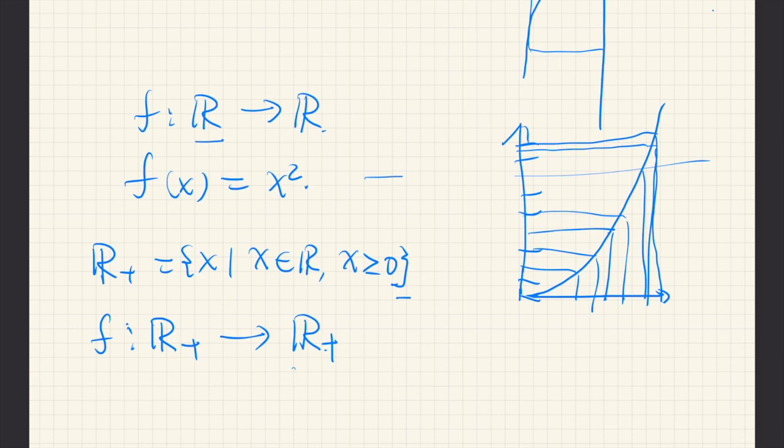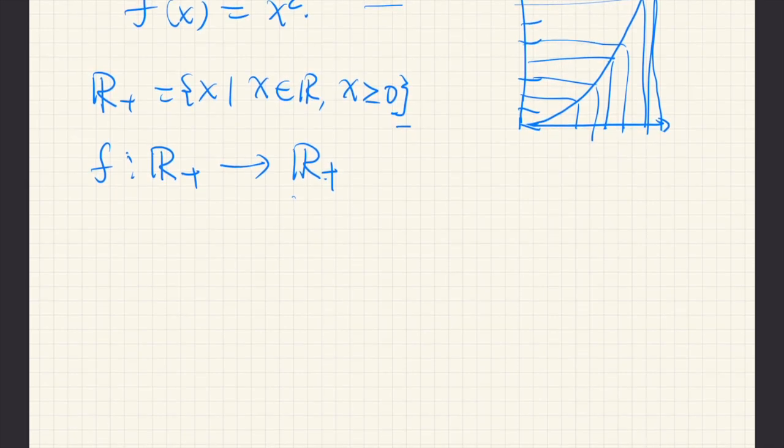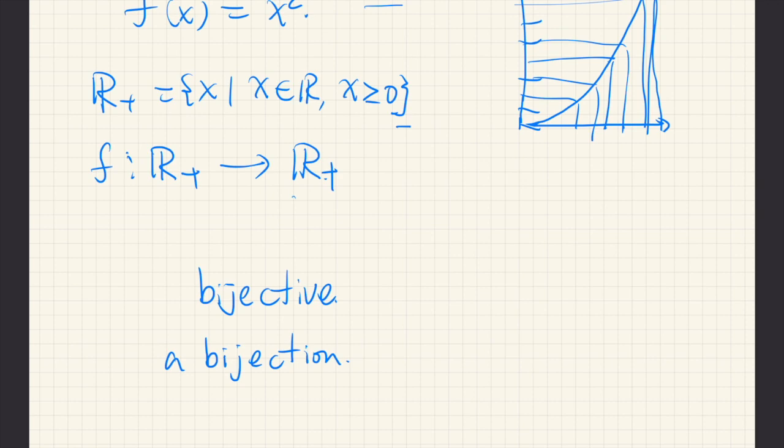So we have seen that some maps can be either injective or surjective, or actually they can be both. If they are both injective and surjective, then we call it bijective, or a bijection. And we've seen some examples of bijections already.